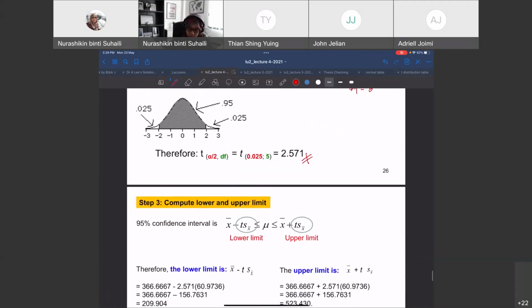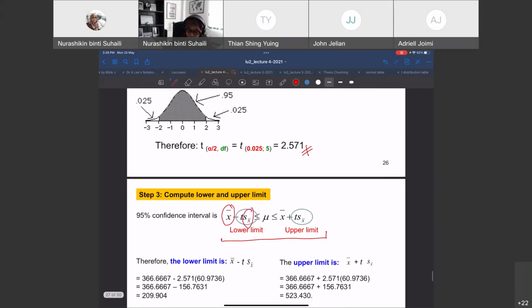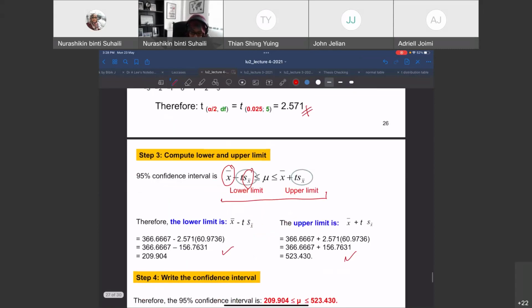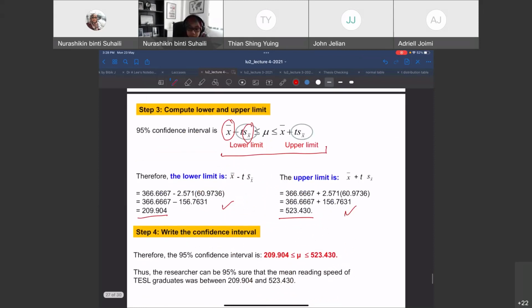So why do you need the T value? Because you want to solve this expression. Remember, this is the expression for the confidence interval when the standard deviation of the population is unknown, so you have to use this instead of Z. You know the X bar value, and you already know the standard deviation that we calculated initially. Then you just substitute the T value, and that's how you solve the lower limit and the upper limit. For the final answer, you just leave the symbol mu, the population. So the confidence interval is between 209.904 and 523.43, based on 95% confidence interval.